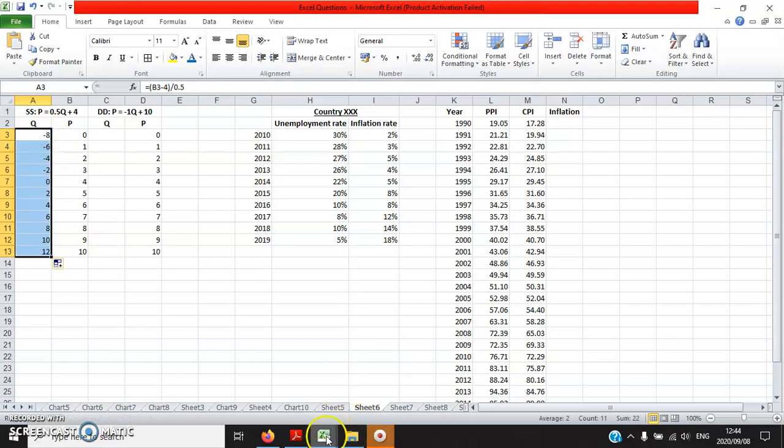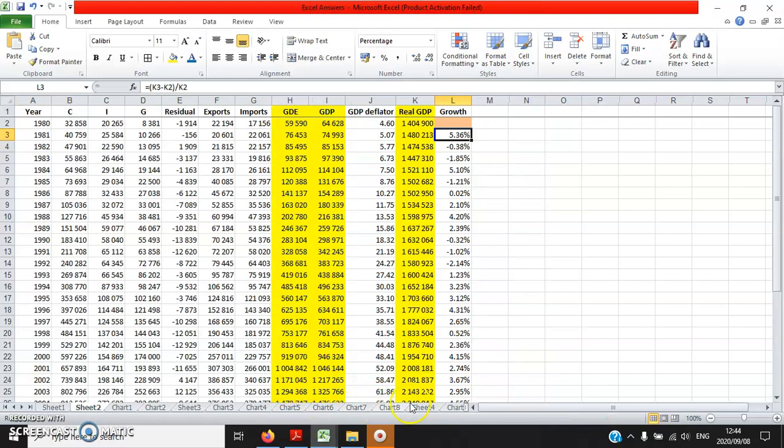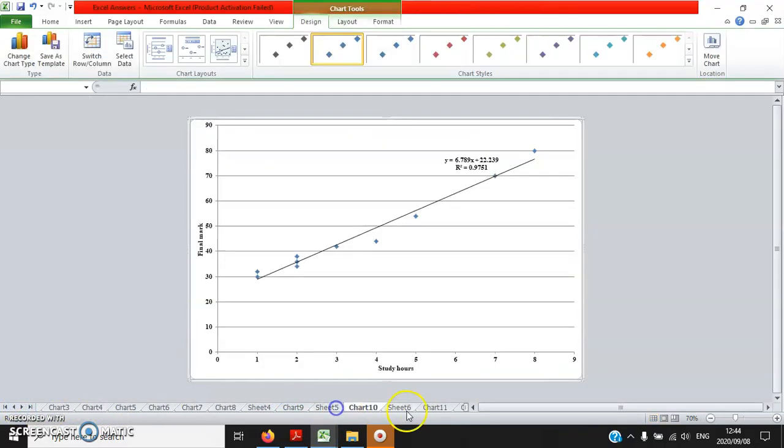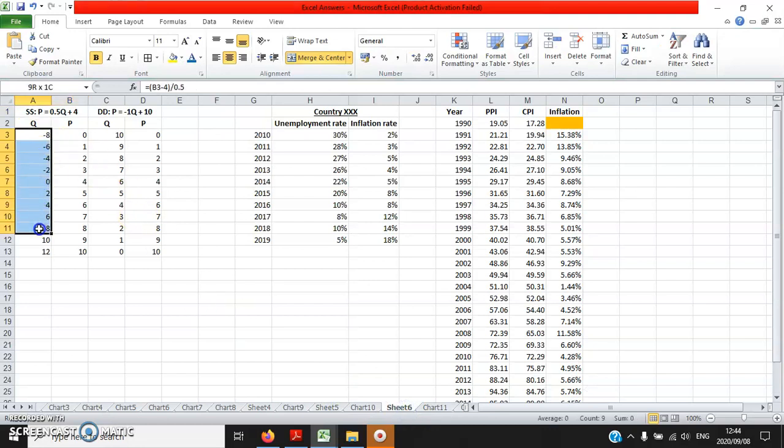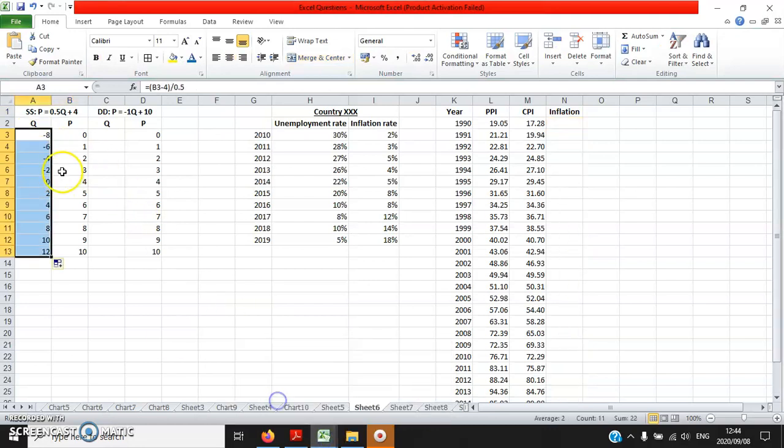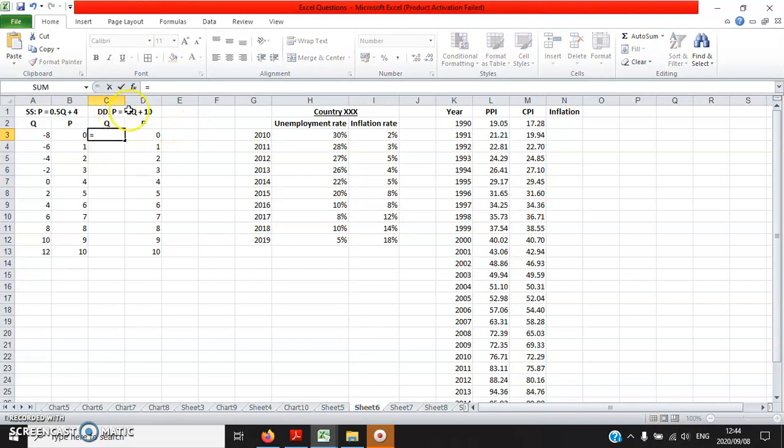Okay, let's just compare with the actual answers. I just want to be safe. Yes, from -8 to 12. Okay, and then for the demand equation, again, use your mathematical thinking. Using this demand equation, quantity is equal to 10 minus price.